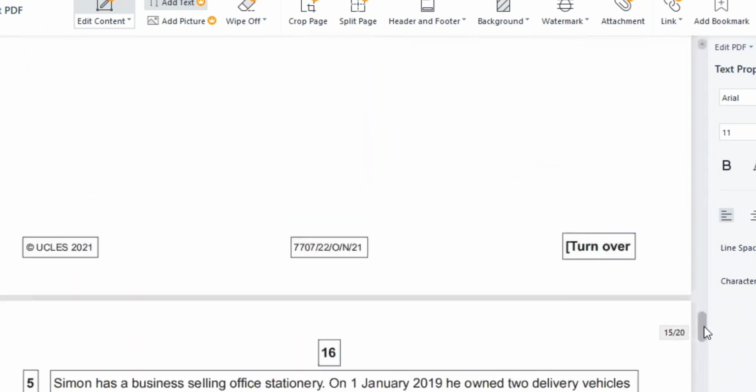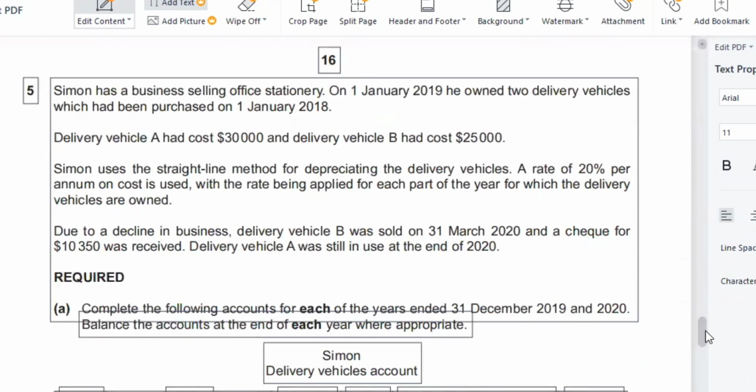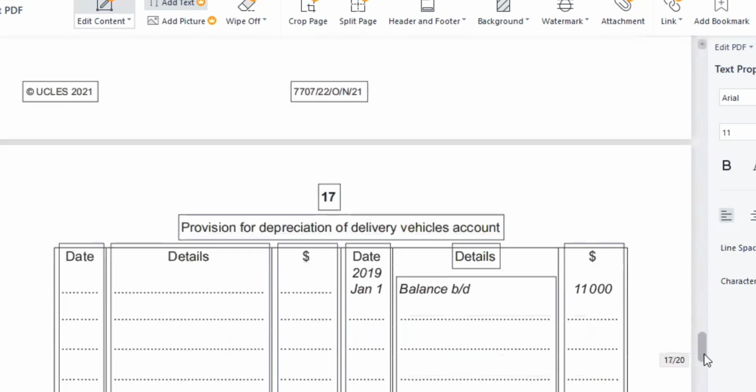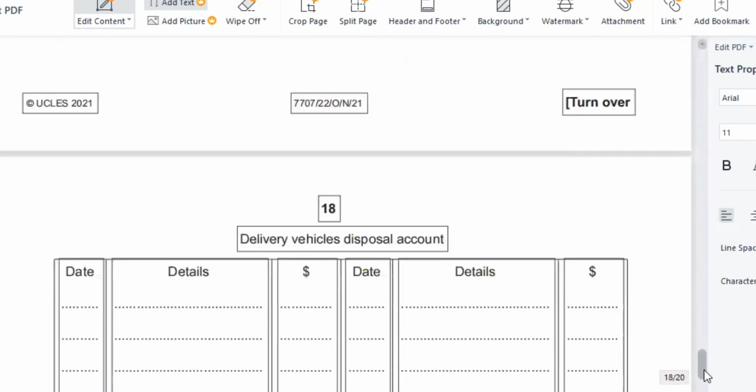So we have question 5. Simon has a business selling office stationery. On 1st January 2019, he owned 2 delivery vehicles, which had been purchased on 1st January 2018. Delivery vehicle A had cost of 30,000 and delivery vehicle B had cost of 25,000. Complete the following accounts for each of the years ended 31st December 2019 and 2020. And we are required to make the delivery vehicle cost account, depreciation account, and disposal account.